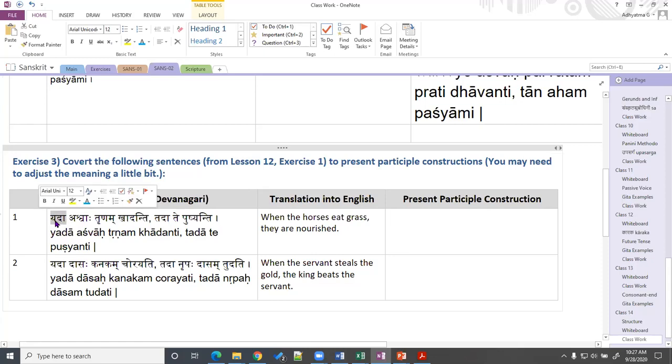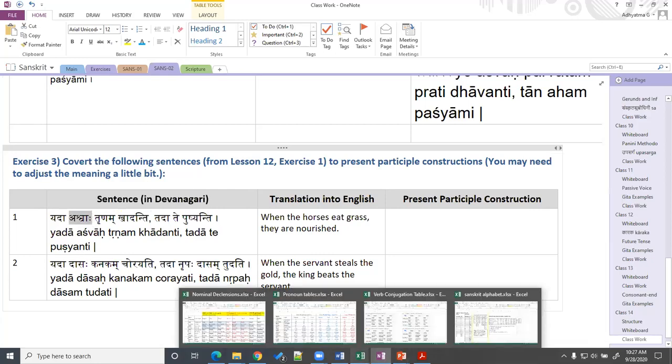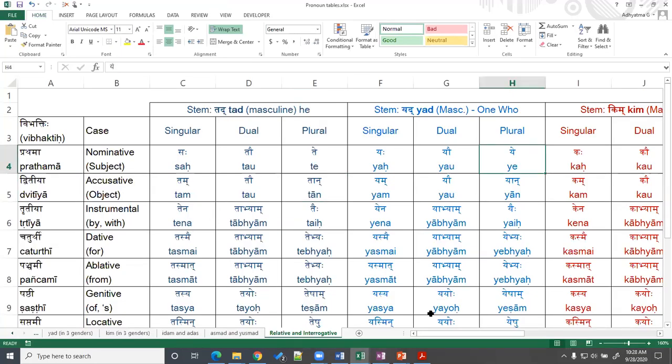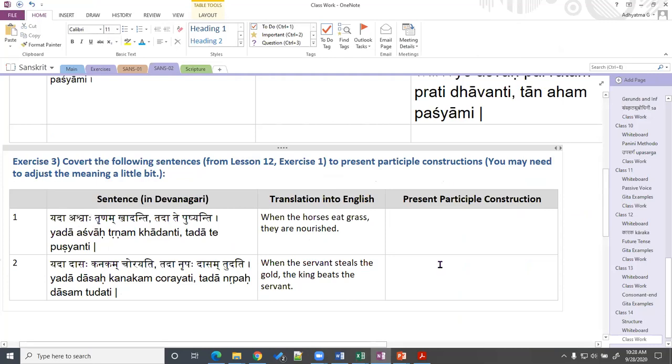Instead of yada, you will use the form of yat. Ashwaha is plural, so you will use ye, the plural form. So you will say ye ashwaha trinam khadanti. Then te is already here for the tat, so we don't have to put tat here. So te pushyanti. Now the meaning will be: the horses who eat the grass, they get nourished.